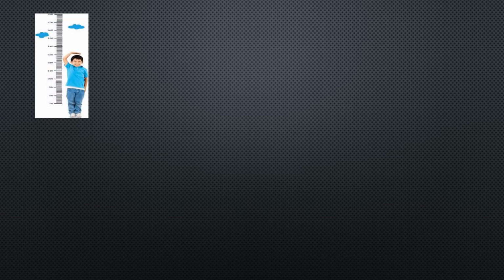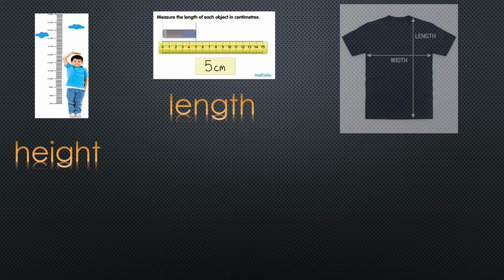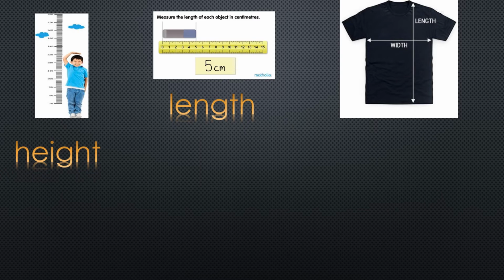Before we start the lesson, let's look at some of the words that we will need in this lesson. What is this boy measuring? He's measuring his height. And in this ruler, we're using a ruler to measure the length. And here we have a t-shirt, and we have length, and the other side is width.